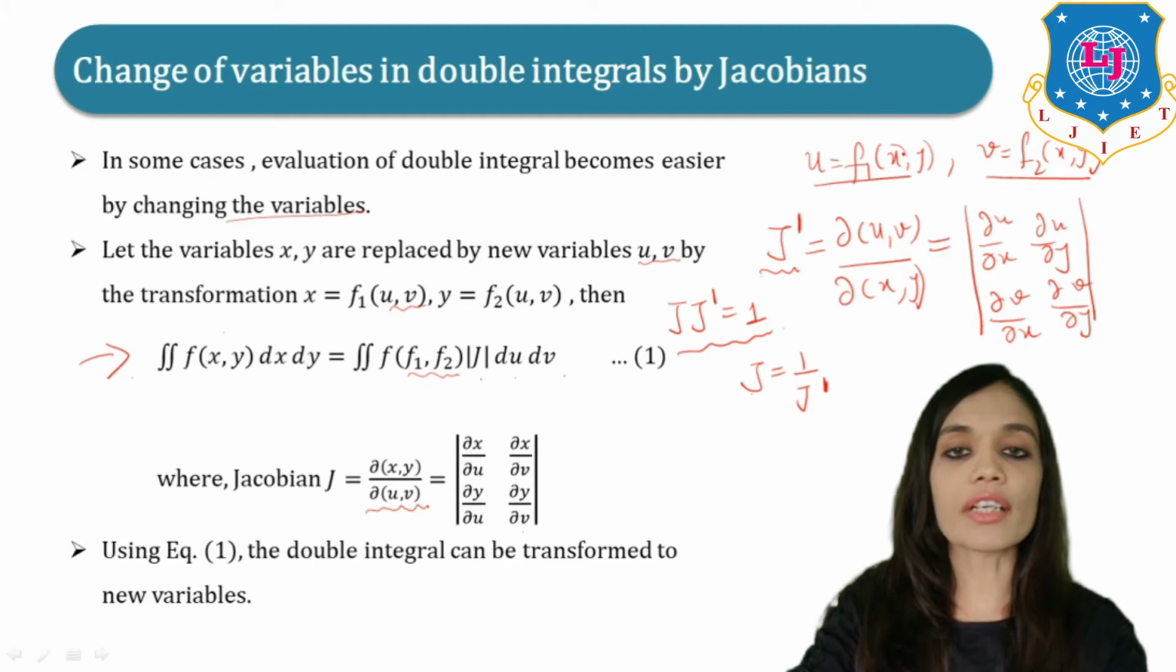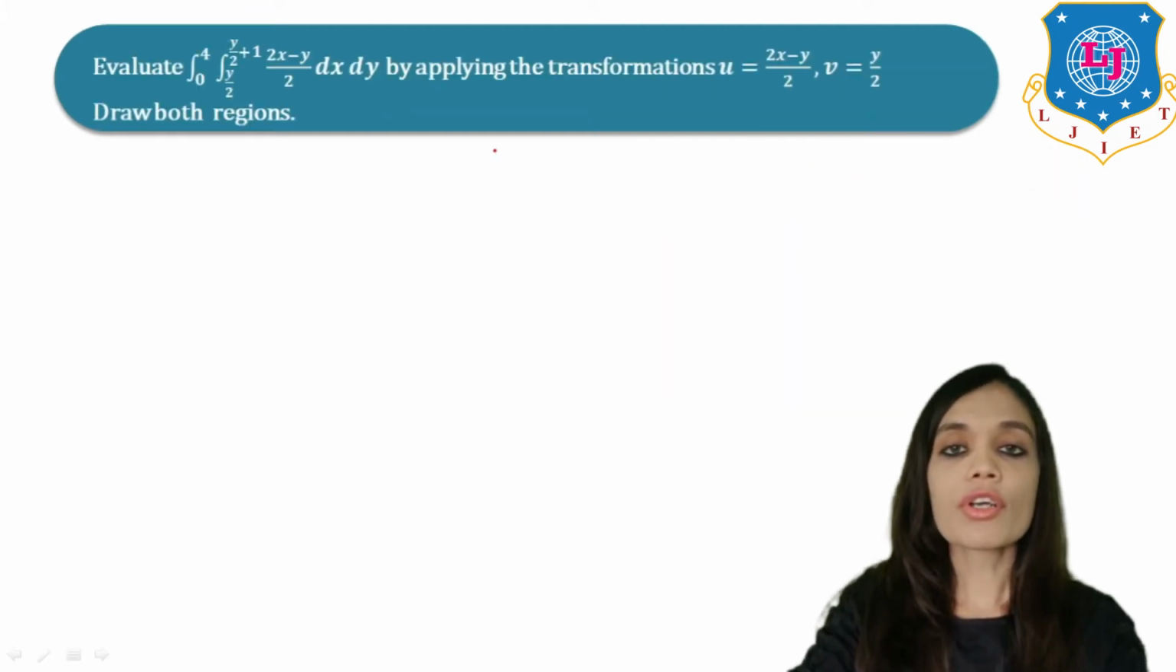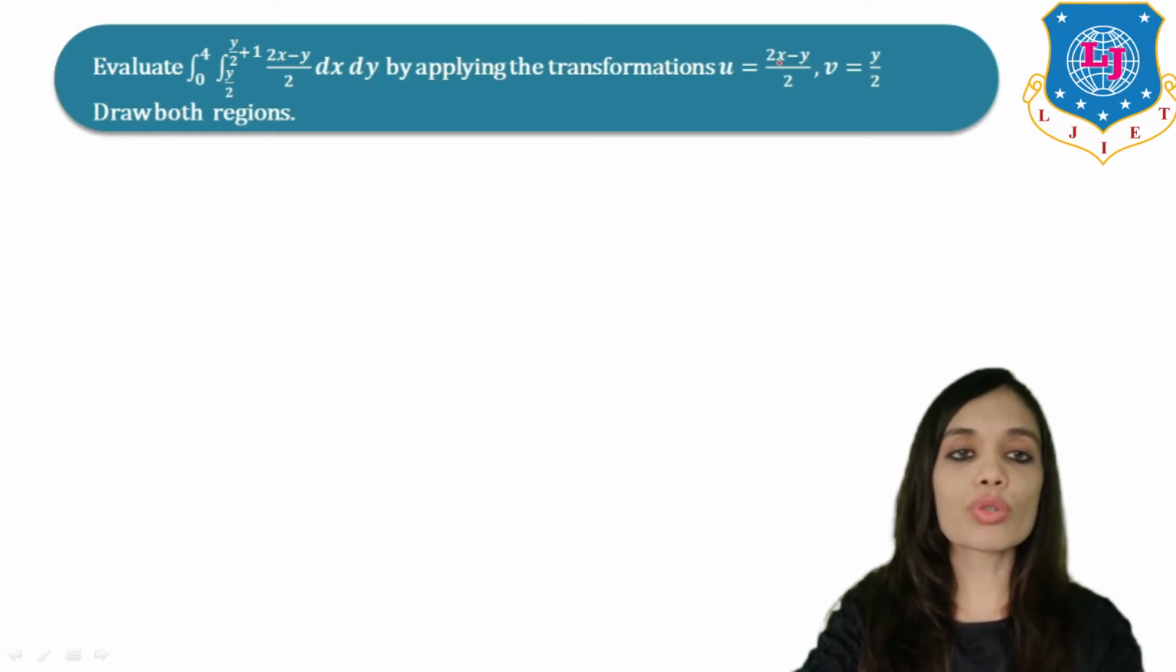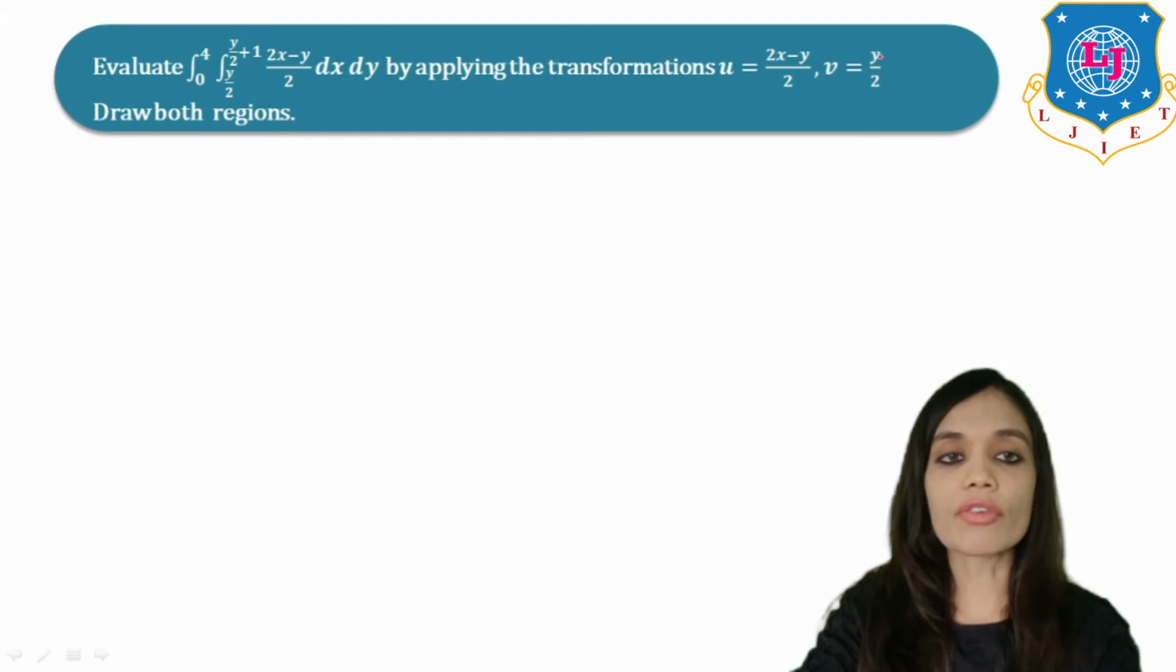Okay, so now let us solve one example. We have to evaluate the double integration from 0 to 4, y by 2 to y by 2 plus 1, of 2x minus y upon 2 dx dy, by applying the transformation u equals 2x minus y upon 2 and v equals y by 2. And also you have to draw the graph of both the regions.